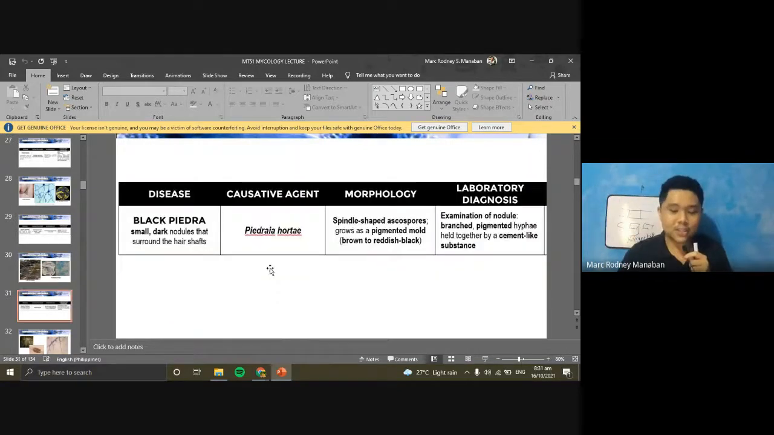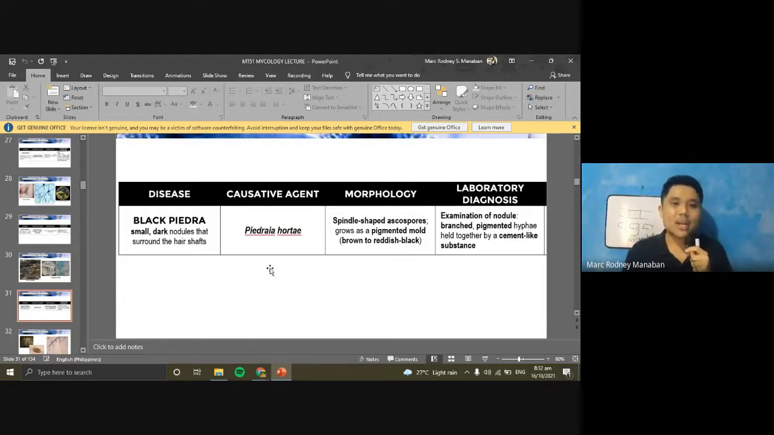And in contrast to that is your black piedra. Because again, its nodules or swellings on the hair are colored black. All right? Small, dark nodules that surround the hair shafts. And it's caused by Piedraia hortae. Okay? Piedraia hortae. All right. Now the morphology: it produces ascospores, spindle-shaped, pigmented mold, brown to reddish black.